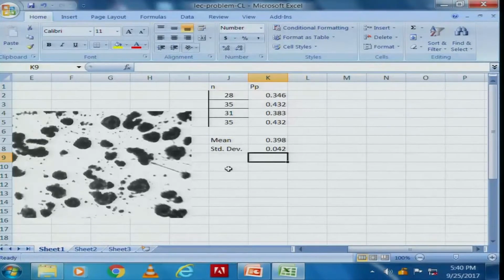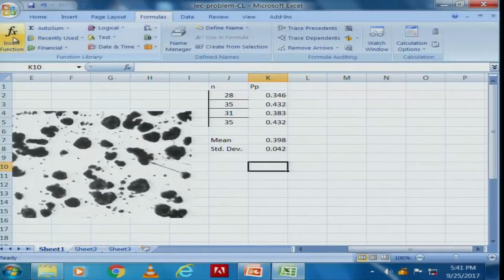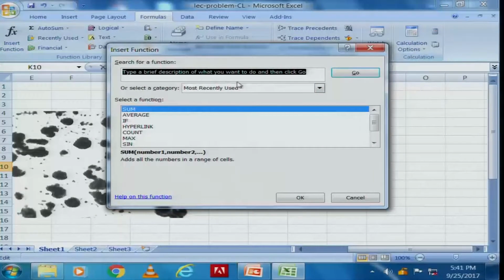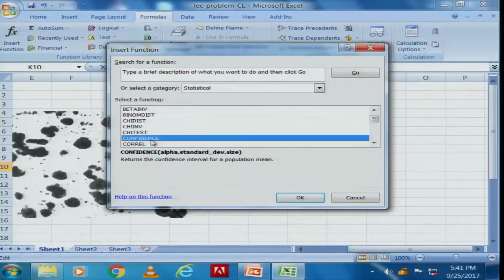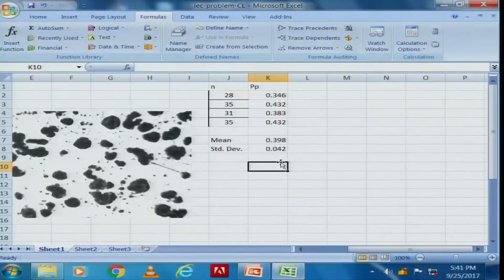Now, suppose I want to get a t distribution out here, using the t statistic, getting the confidence interval. Well, Excel directly has a function. I can go to formulas, insert function, go to statistical. So, this particular version of Excel does not have it for the t distribution. So, let us just skip this.